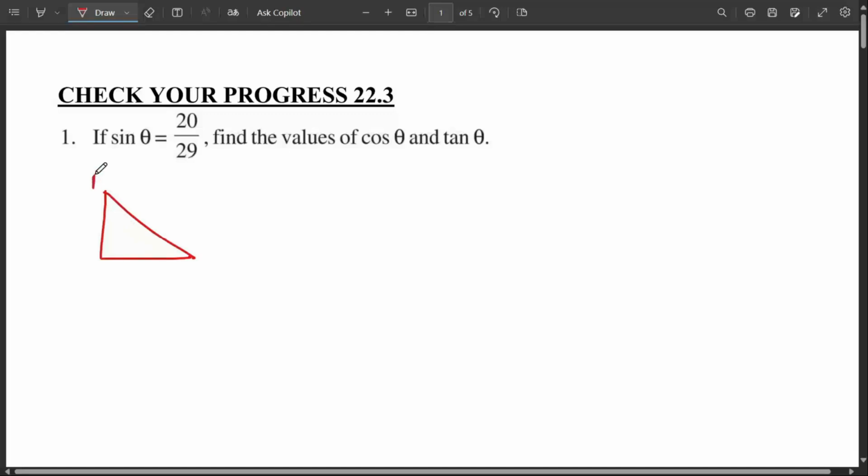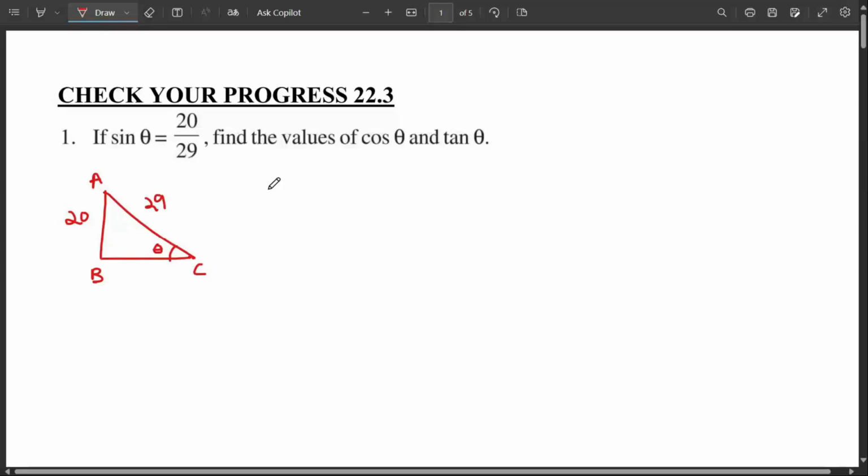We can name this as A, B and C. If I consider this angle to be theta, AB will be equal to 20, AC will be equal to 29. Why? Because sine is nothing but opposite side divided by the hypotenuse. So the opposite side is given as 20, the hypotenuse is given as 29. Now we need to find the value of BC.